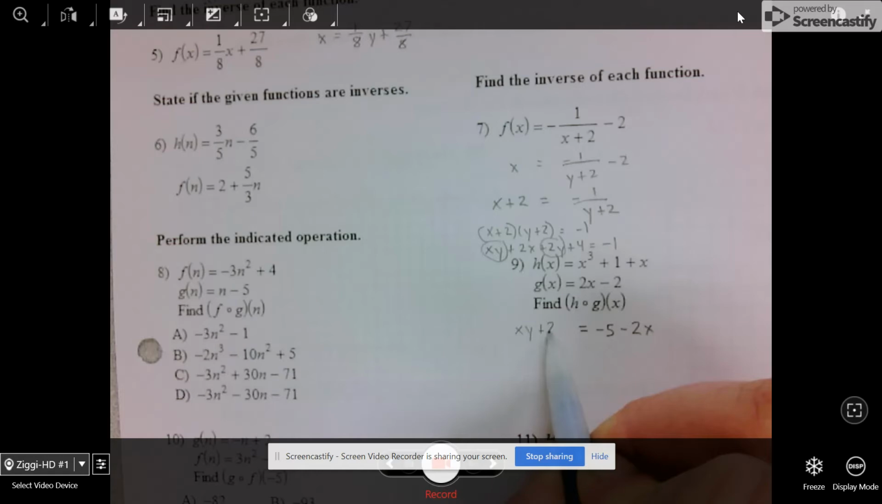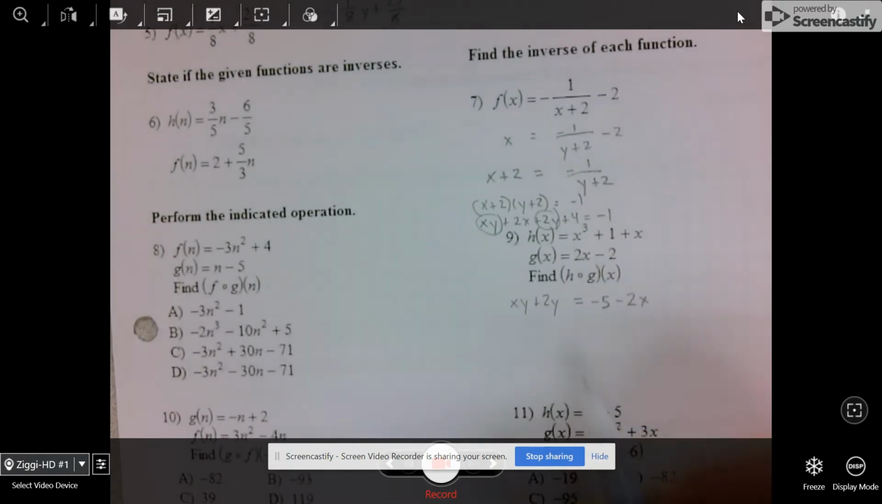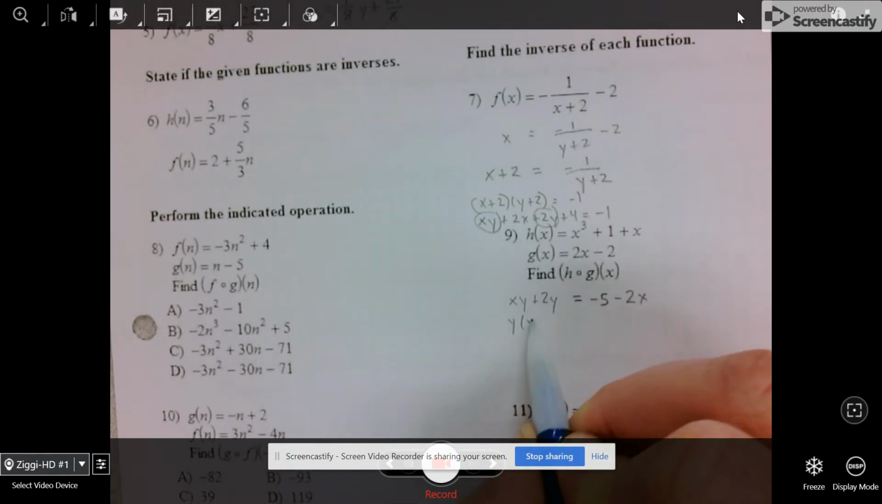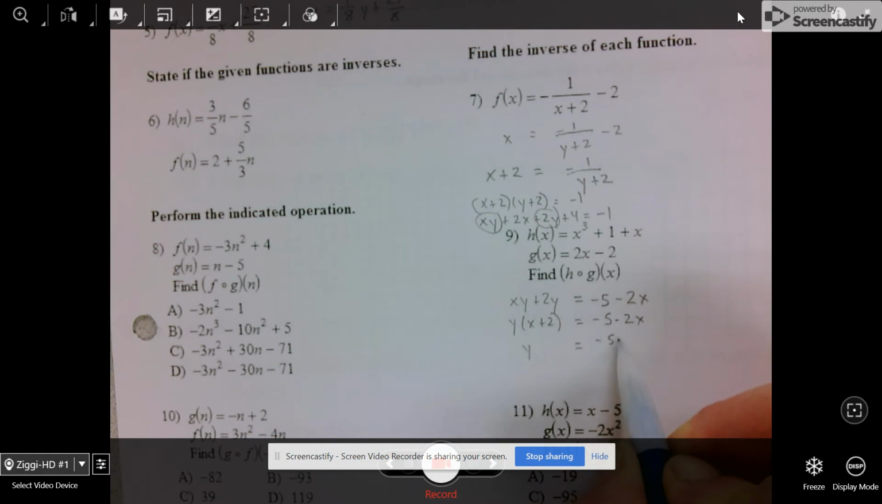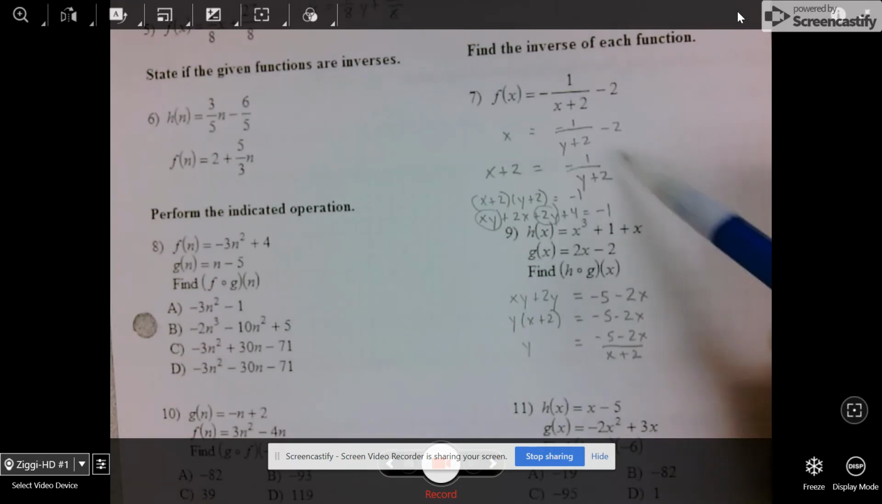Factor out y, greatest common factor, and then divide by x plus 2. And the order, usually the x comes first. It really doesn't matter here. So if you start out with a variable in the denominator, you're going to end up with some kind of fractional. It's not a linear function.